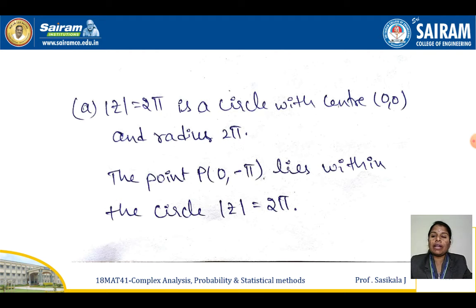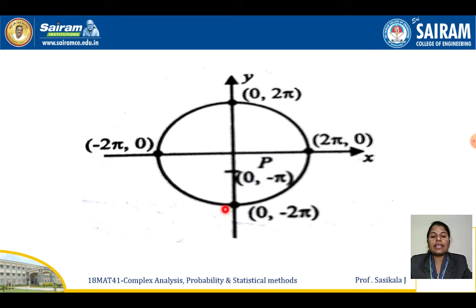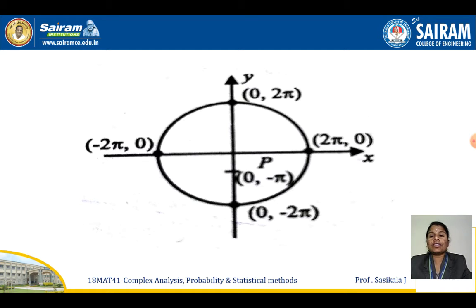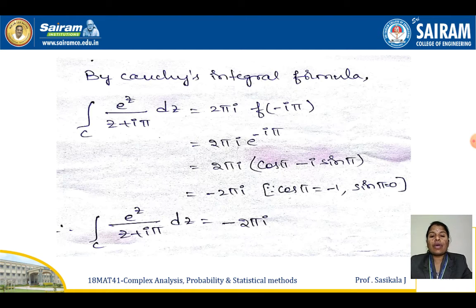So Cauchy's integral will exist. You can see the graph and understand. Here we have (0, 2π), and it is a circle with center (0, 0). So (0, -π) is inside the circle, so Cauchy's integral theorem will exist. Clear? So as per Cauchy's integral formula, the integral of e^z/(z + iπ) dz is equal to 2πi f(-iπ), because as per the formula it is 2πi f(a).